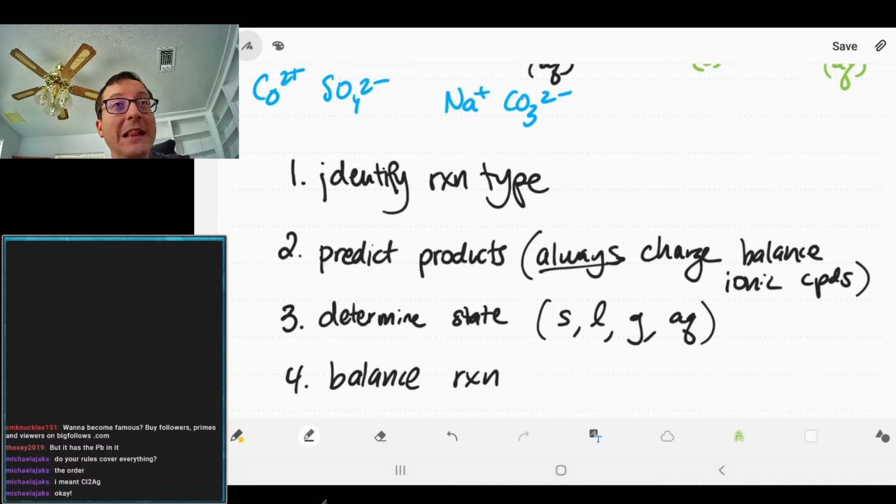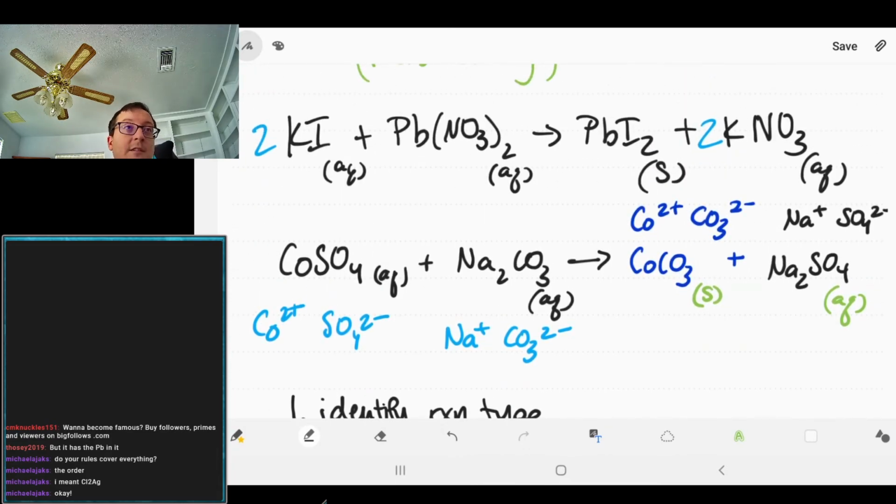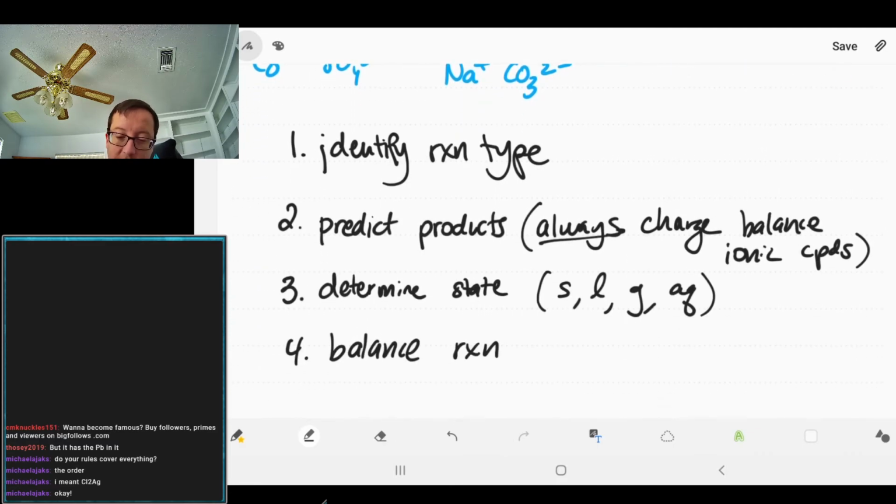So in order to completely solve a problem, we are going to do all 4 of these things. We're going to identify the reaction type, and predict the products, making sure our products are the correct ones that are charge balanced properly. We're going to determine the state of matter of all those products. So far, we've learned how to identify things as solid or aqueous. And then you're going to balance your reaction. In this case, we didn't need to balance it because it was already balanced. The other one I balanced for us. All right, so these are patterns of behavior of compounds.